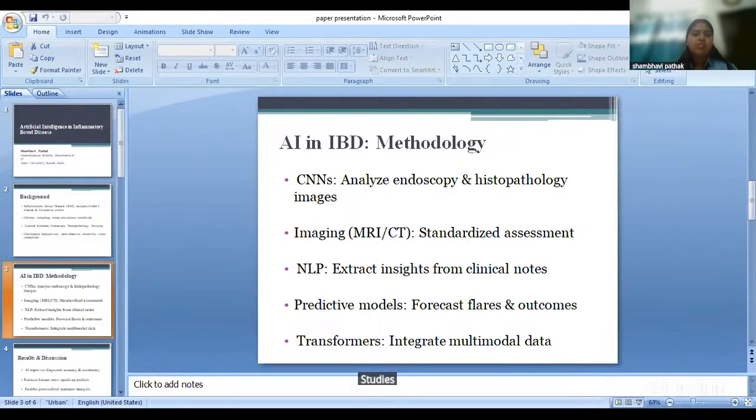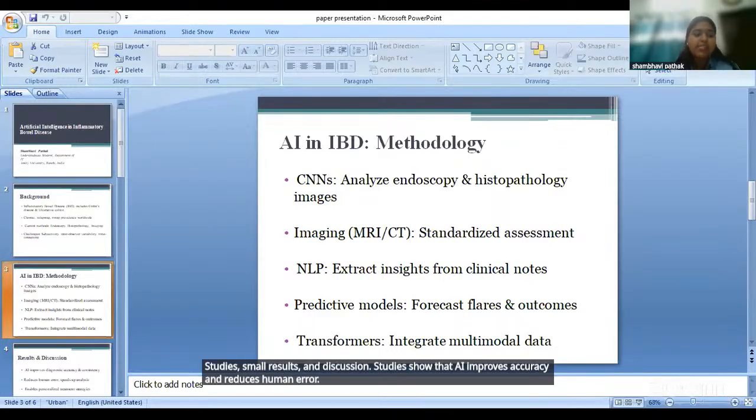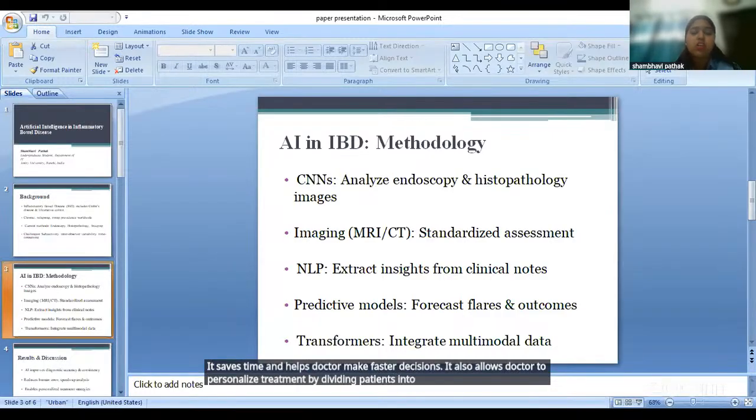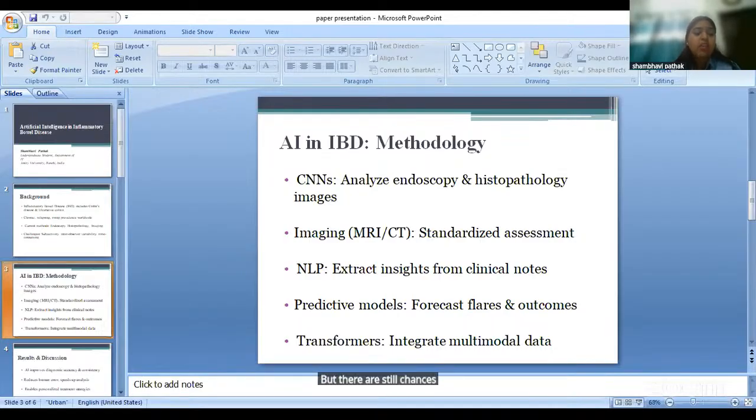Results and discussion. Studies show that AI improves accuracy and reduces human error. It saves time and helps doctors make faster decisions. It also allows doctors to personalize treatment by dividing patients into mild, moderate, or severe groups. But there are still challenges, like making sure data is reliable, addressing ethical issues, and testing these systems properly before using them in hospitals everywhere.